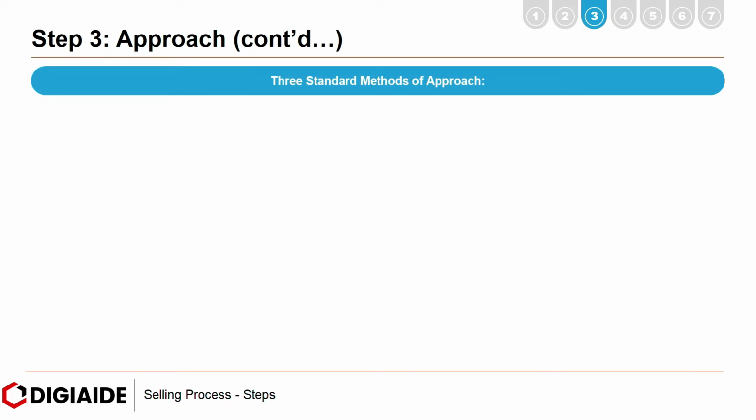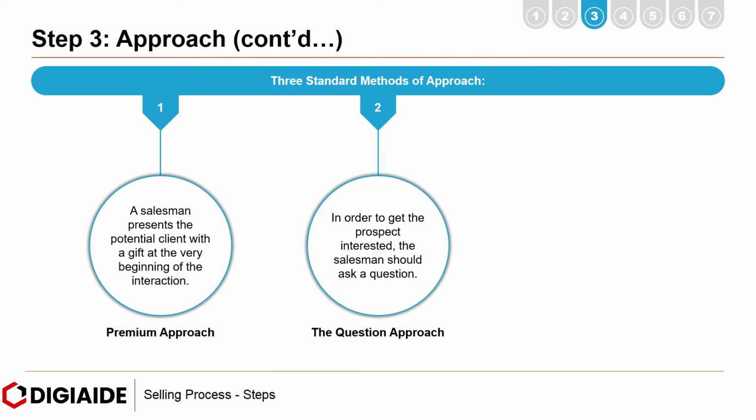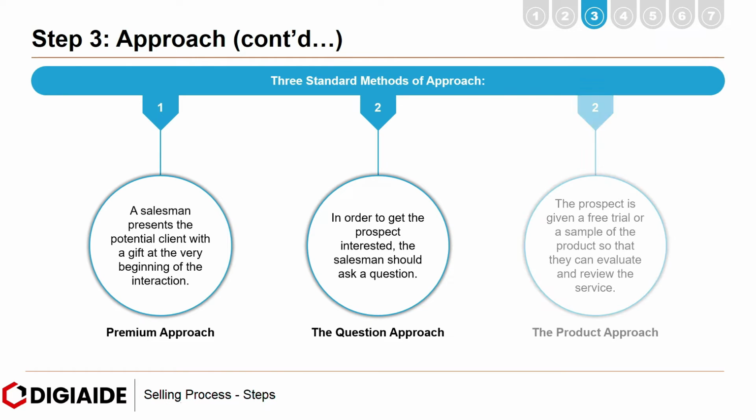Moving on, three standard methods of approach are: first, the premium approach, wherein a salesman presents the potential client with a gift at the very beginning of the interaction. Next, the question approach. In order to get the prospect interested, the salesman should ask a question. And third, the product approach. The prospect is given a free trial or a sample of the product so that they can evaluate and review the service.